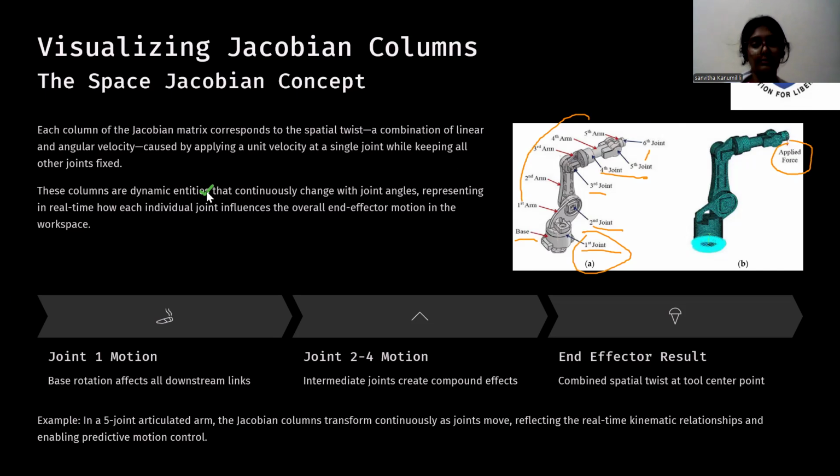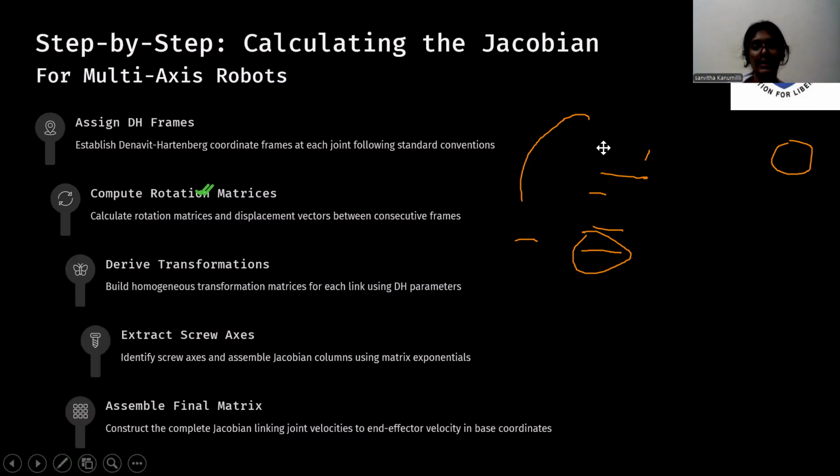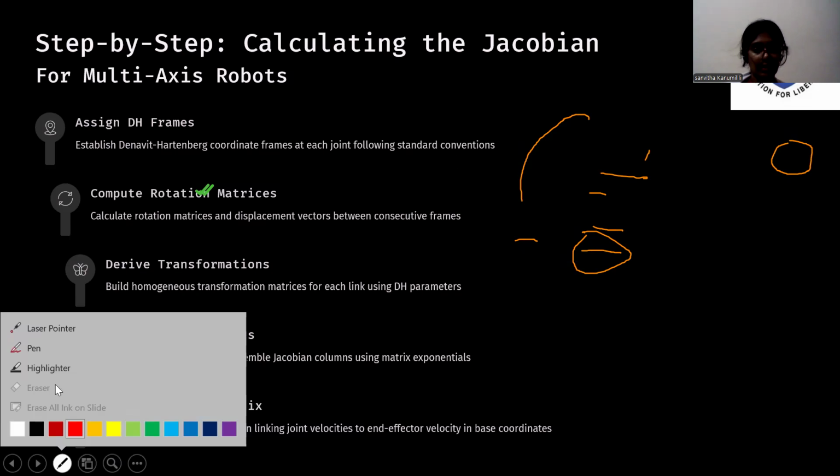And moving on, step-by-step calculation of a Jacobian for multi-axis robots. First, assign DH frames: establish Denavit-Hartenberg coordinate frames at each joint following standard conventions.